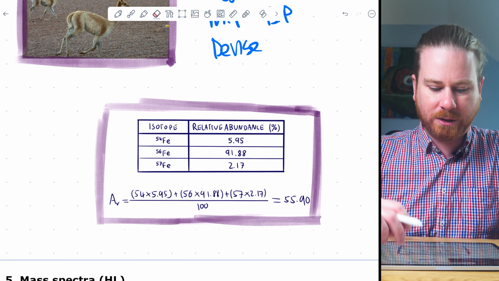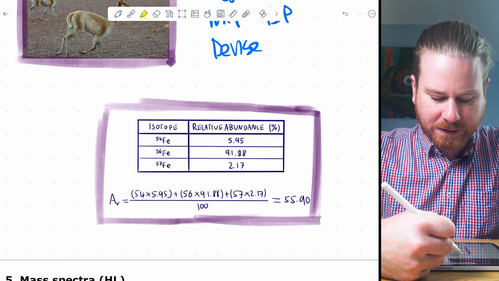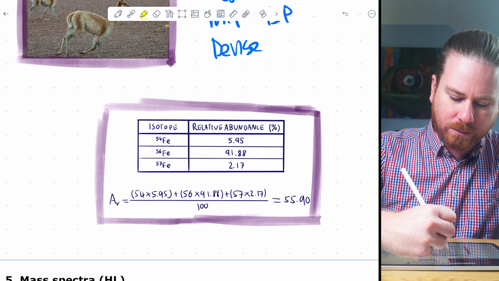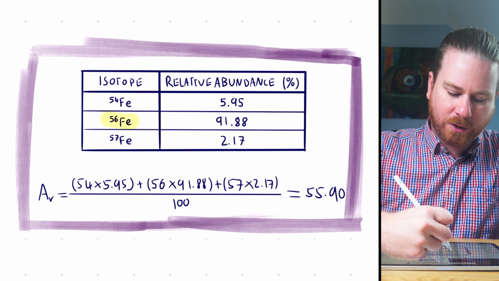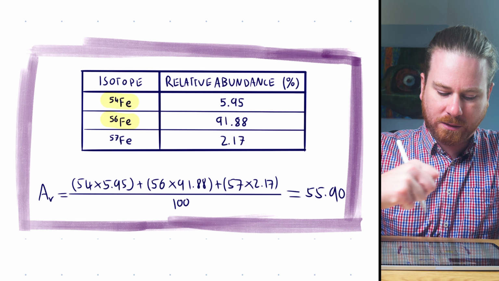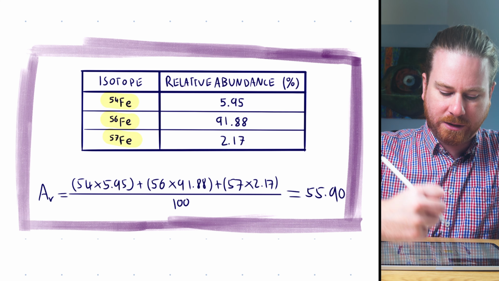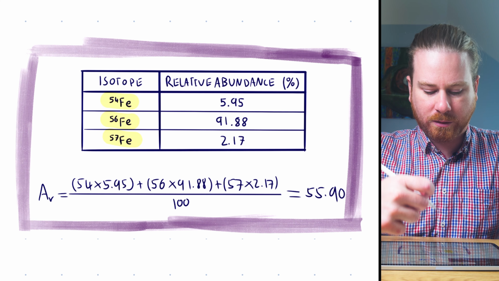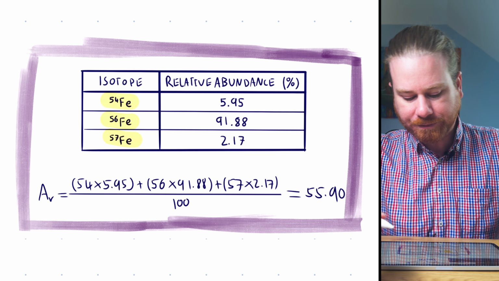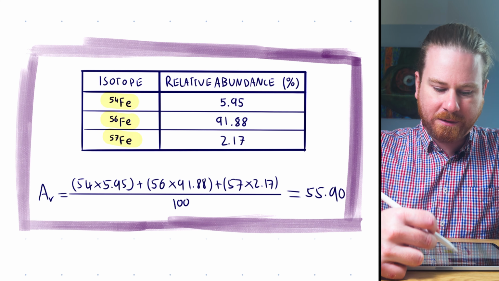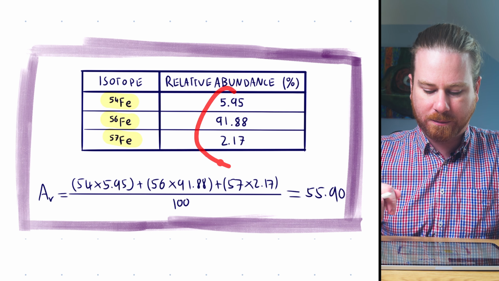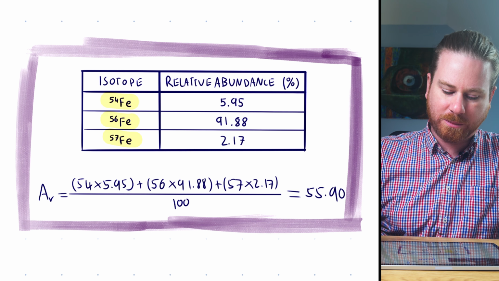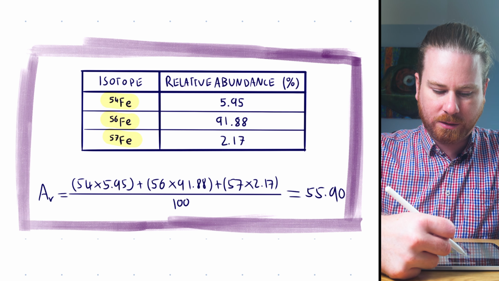So we're going to be using iron as an example. Most of iron is iron 56. We've got a bit of iron 54 and iron 57. Those numbers there are the mass numbers. And we have their relative abundance as well, which is going to equal a total of 100%. So you put the numbers into our equation.